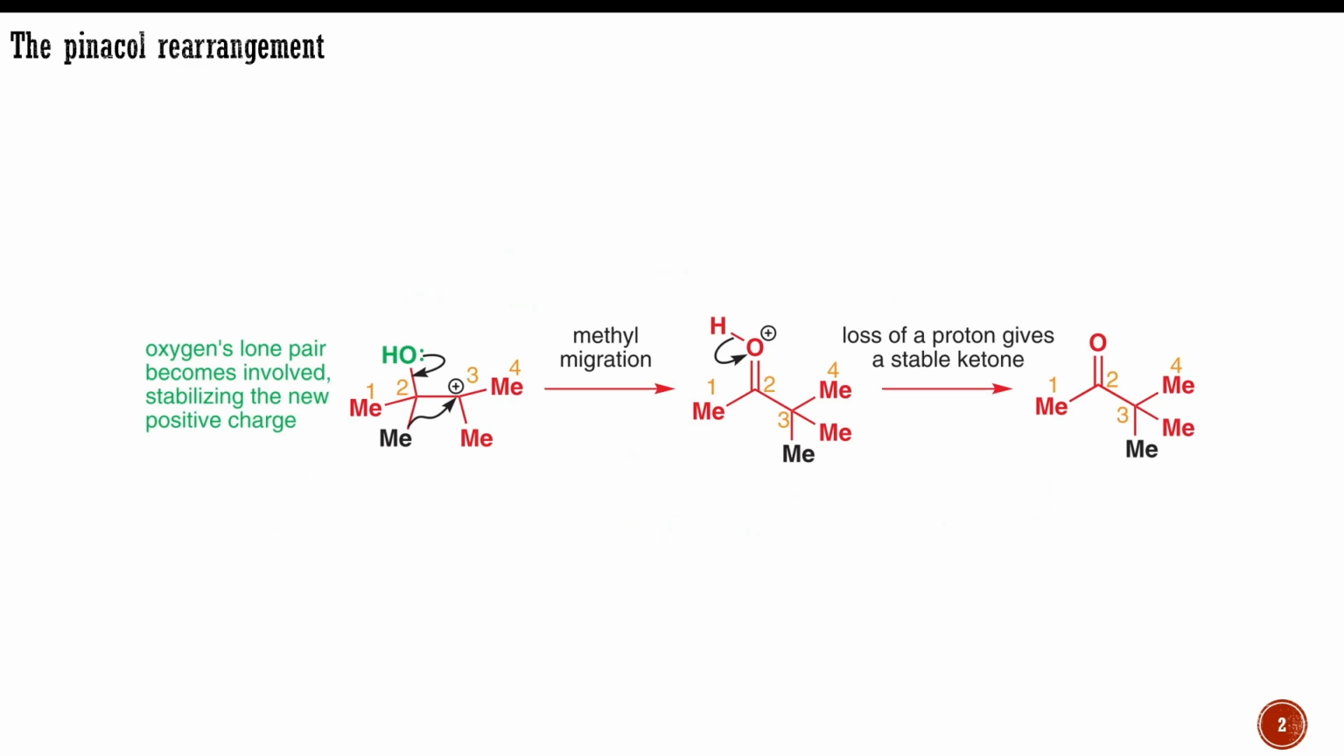Oxygen is very good at stabilizing a positive charge on an adjacent atom, and somewhat less good at stabilizing a positive charge two atoms away. By rearranging, the first formed carbocation gets the positive charge into a position where the oxygen can stabilize it, and loss of a proton from oxygen then gives a stable ketone.